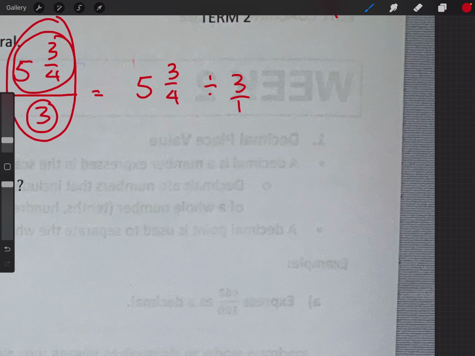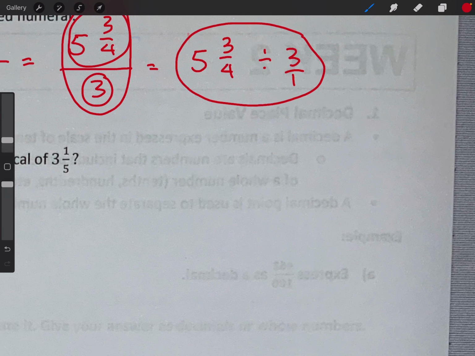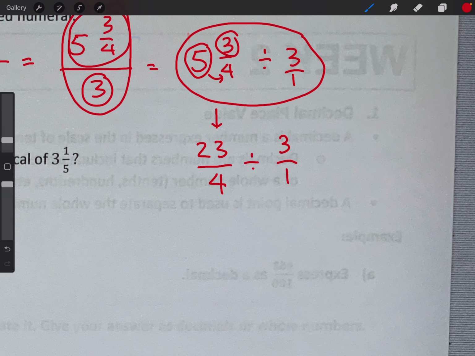Now we're dividing fractions, right? So you can't divide like this, remember. To divide fractions, we must change this one into an improper fraction. So 5 times 4, that's 20. 20 plus 3 is 23. So 23 over 4. I changed it to an improper fraction. And now I can do the division like this.